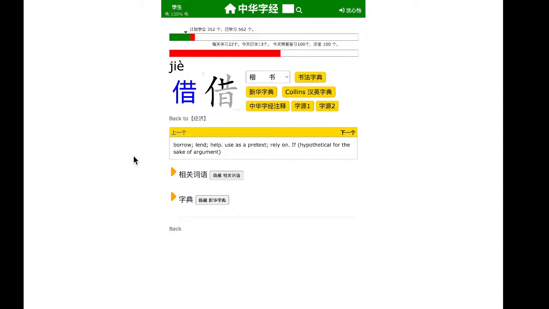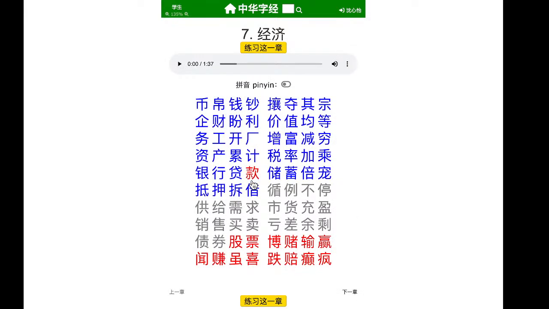借 means to borrow or to lend. It could be either end, or to help. Used as a pretext or an excuse, it's called 借口. It's like you're borrowing an irrelevant reason to pretend that it's the reason for what you're doing. Or as a hypothetical, for the sake of an argument. Here, since we're talking about the economy and money, obviously we're going to be talking about borrowing money.